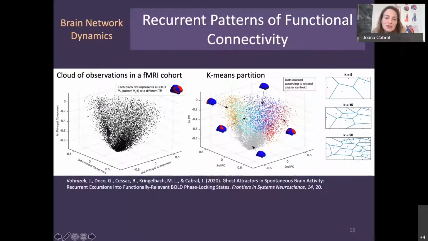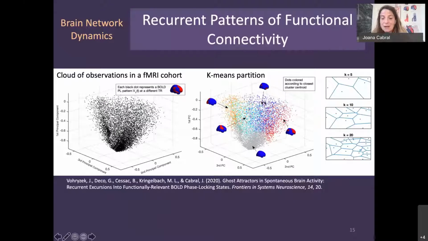If each of these dots on the left is the cloud of observations from the Human Connectome Project cohort, each of these dots represents one TR, and corresponds to an eigenvector at each instant of time. They are projected into their main principal components. So when we do a k-means partition, it's as if we are dividing this cloud into clusters. And then we can look at the cluster centroids, which means the pattern that is most representative of each cluster.